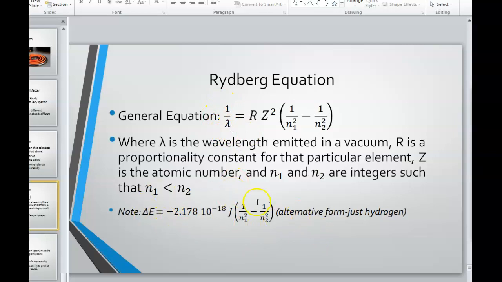An alternative form looks like this. This is just for hydrogen, right? We've already plugged in R and Z squared here, and then you just plug in the different values that you're going to use. You're going to use this in one of your labs, so I've put it in here for you. Delta E is equal to minus 2.178 times 10 to the minus 18 joules times the information from the energy levels. So get some practice using those. You see, this is a little bit of algebra to use this. It's not terribly complicated, and you'll see those on the homework and the practice slides.